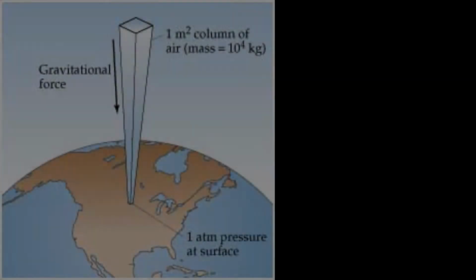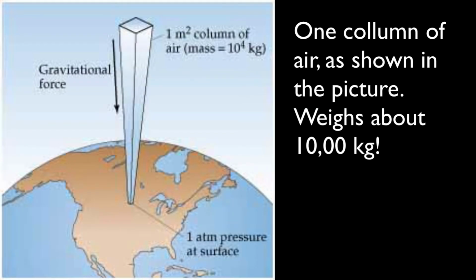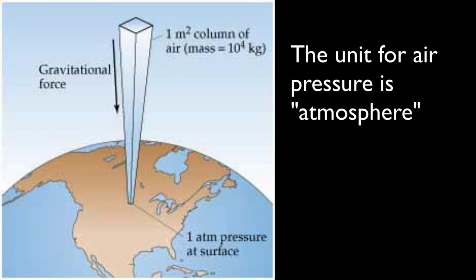Air pressure is force exerted by air per unit area. Did you know? One column of air, as shown in the picture, weighs about 10,000 kilograms. The unit for air pressure is atmosphere.